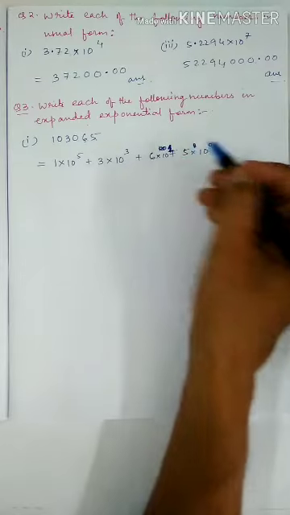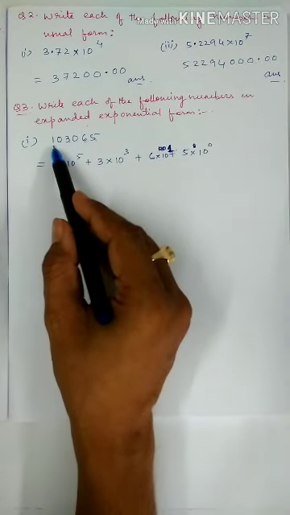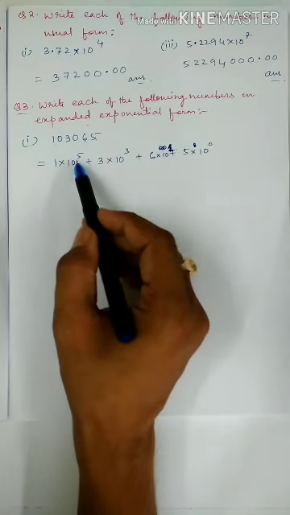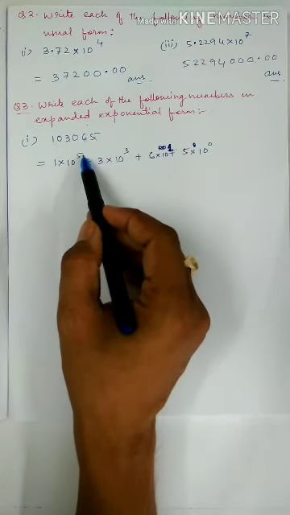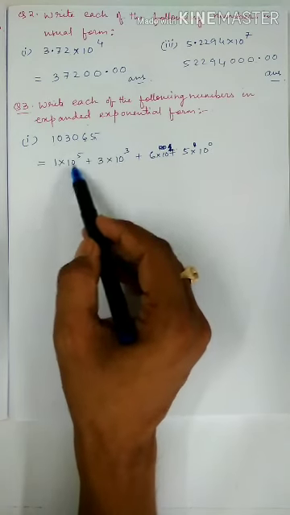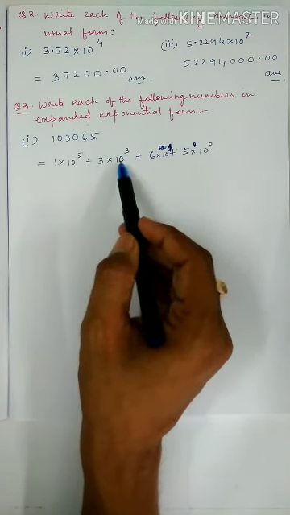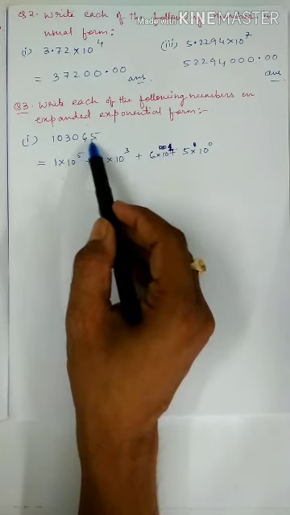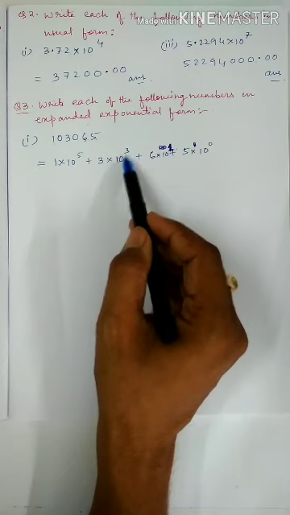Once again, let us understand clearly. 1 is in lakh place. So 1 into 10 to the power 5. You see 1, 2, 3, 4, 5 numbers are there. So 1 into 10 to the power 5. Plus 3 into 10 to the power 3. Why 3? Because 3 is in 1000 place. So 1, 2, 3, 3 places are there. So 10 to the power 3.